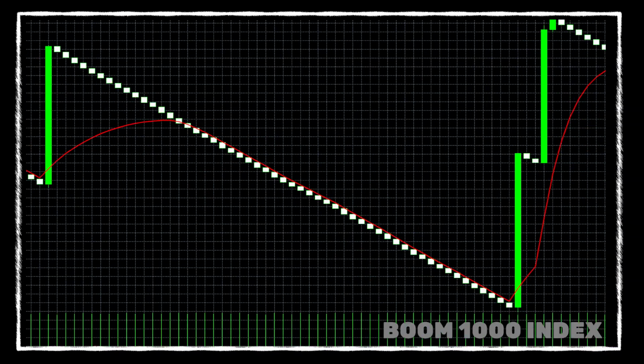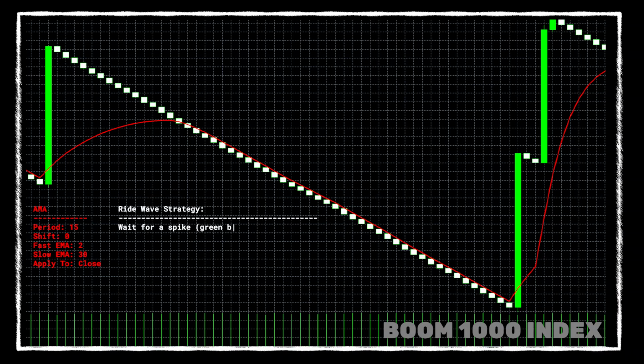To catch the spikes on Boom 1000, we need to figure out the start of the uptrend. To ride the wave, we will need to figure out once a spike has ended and whenever a candle closes below the AMA, we get into a downtrend. This is by no means a perfect strategy, and we need to test it out, of course.